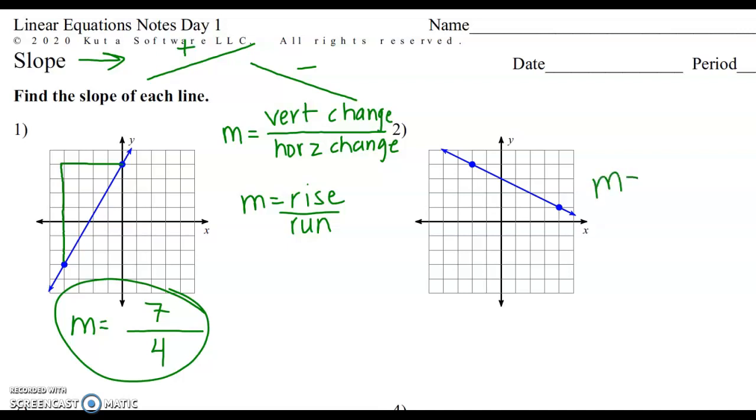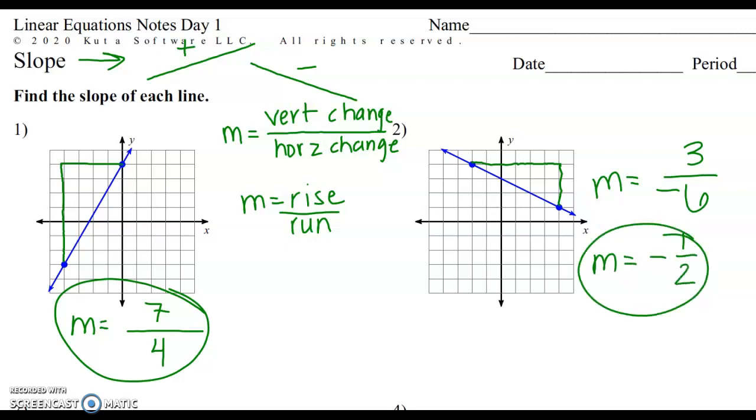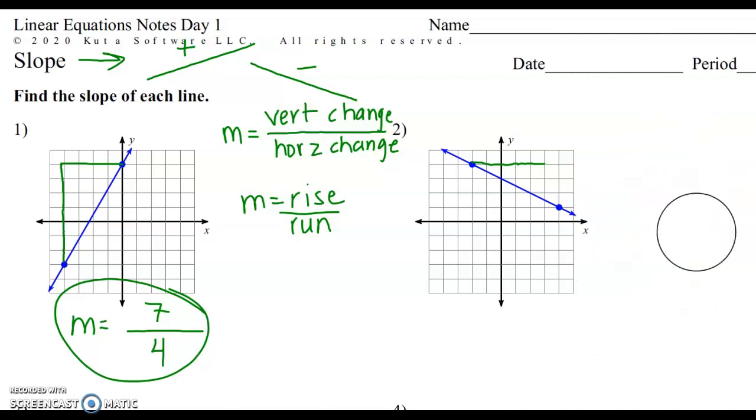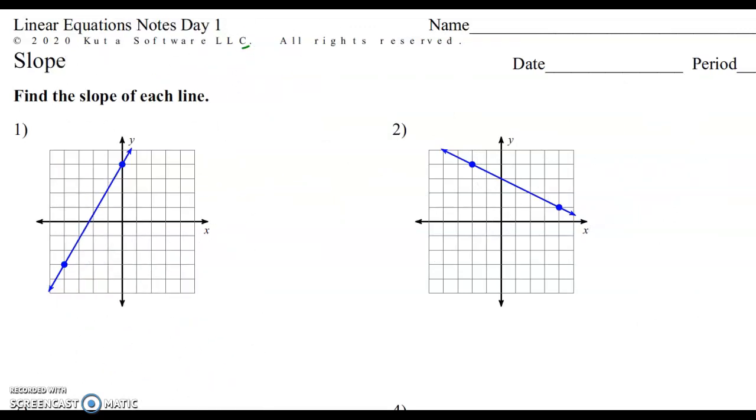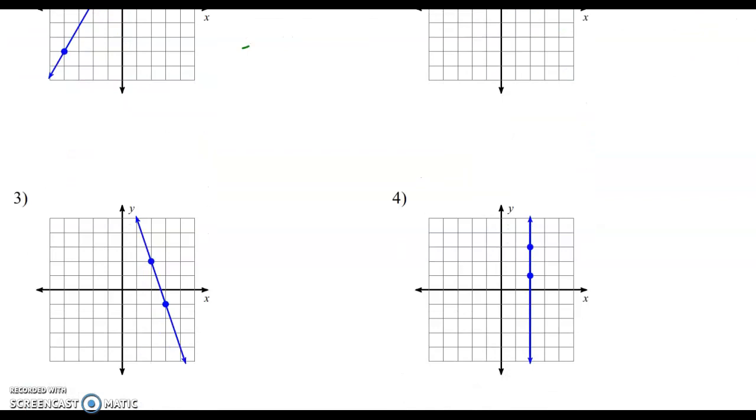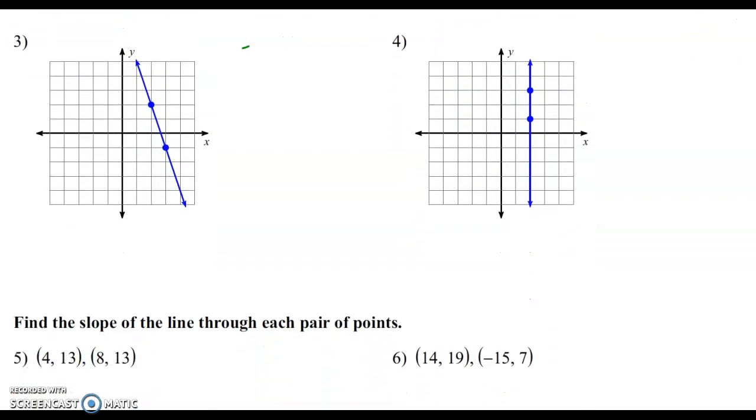Next one, to find the slope, I can see I rise 1, 2, 3. I run to the left, 1, 2, 3, 4, 5, 6. Since I went to the left, it would be negative 6. I can reduce the fraction 3 over negative 6 to negative 1/2. So the slope of that line would be negative 1/2. And remember, if you are not good at reducing fractions, your calculator is. Use it.